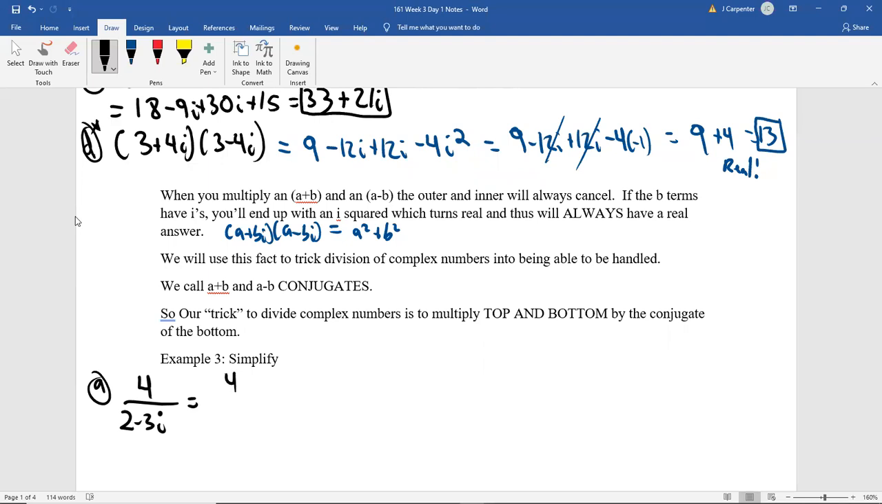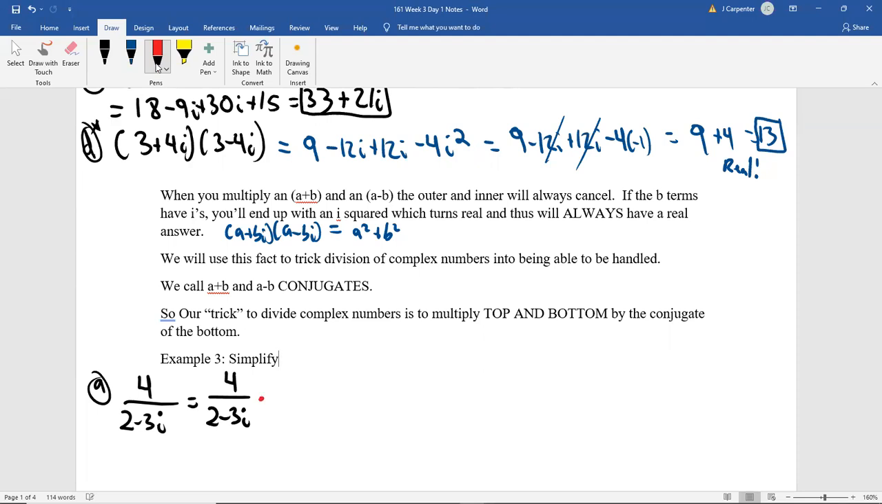So we take the original piece, 4 over 2 minus 3i. Me, your math teacher, I have no idea how to divide 4 by 2 minus 3i. I'm not lying to you. I have to use this trick. We said i's aren't allowed in the bottom. Since the bottom has an imaginary number of this form, a plus or minus bi, we can make it real by multiplying top and bottom by the conjugate.